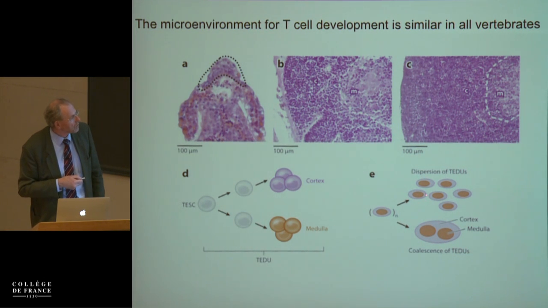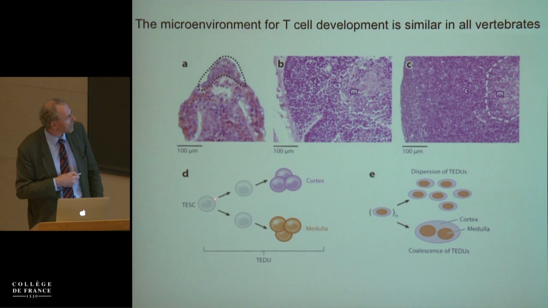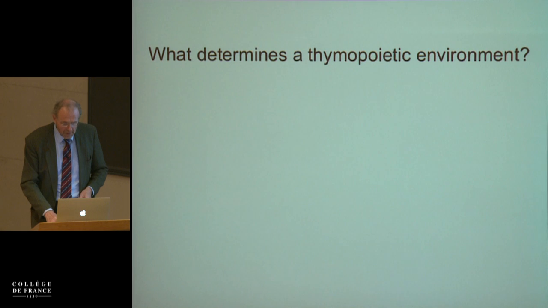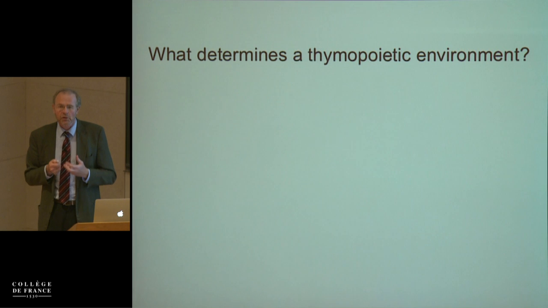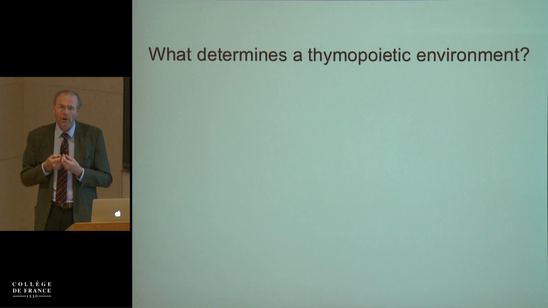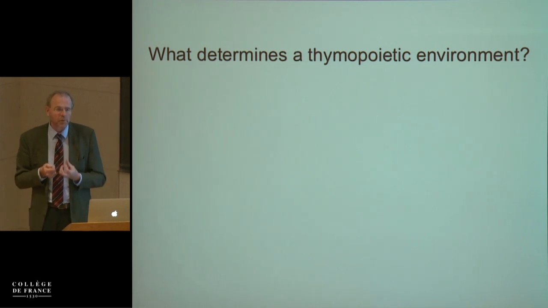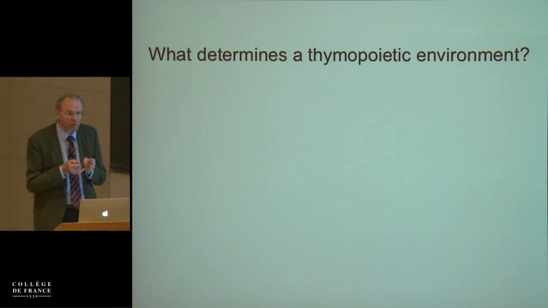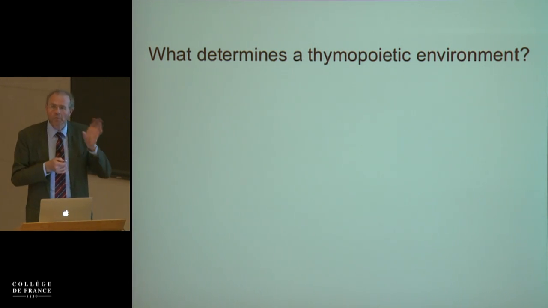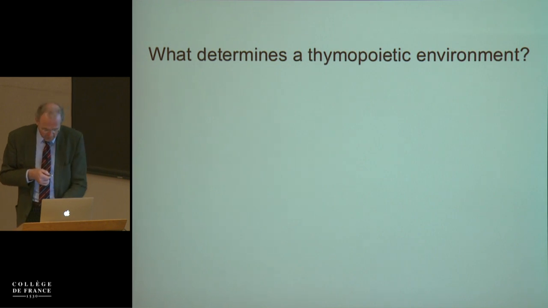This is at least the interpretation, and each of which arising from this single epithelial stem cell, and here they are coalescing. Now, what determines a thymopoietic environment? What makes a thymus so special? If all vertebrates have a thymus to allow development of T cells, this must be really something unique that you will not find anywhere else in the body. So there must be a reason for all of this.